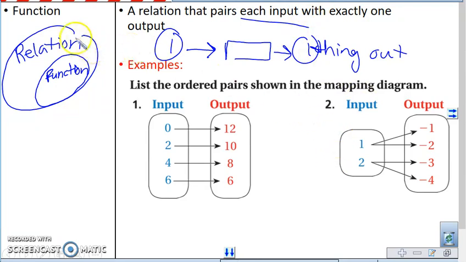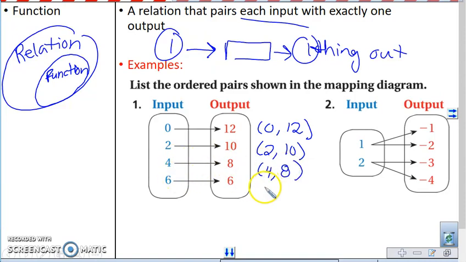Before we can determine the difference between relation and function, let's go ahead and take a look at this mapping diagram and be able to list out the ordered pairs. So I want you to be able to read the mapping diagram because this is a part of our objective today. 0 goes to 12, so we would write that as input 0, output 12. X is 0, Y is 12. Input 2, output 10. Input 4, output 8. Input 6, output 6. That's all you have to do in order to make your ordered pairs.